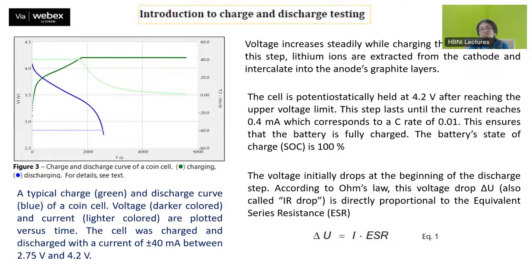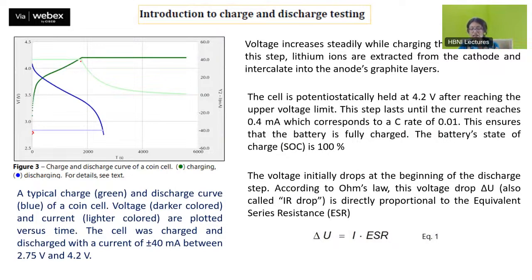So voltage increases steadily while charging the battery. During this step, what is happening? Lithium ions are extracted from the cathode and intercalate into the anode's graphite layer. This cell will be potentiostatically held at 4.2 volts. You see, it is moving from 2.75 to 4.2 volt, and then it is held at 4.2 volt after it reaches the upper voltage limit.